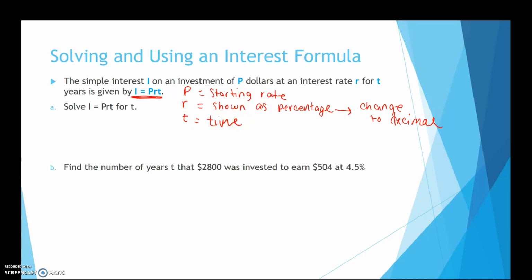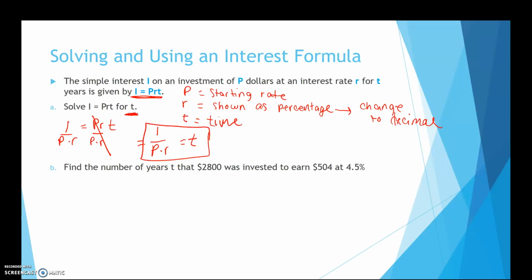Here it says solve I equals P times R times T for T. So I'll write here I equals P times R times T. Remember, when there are no symbols in between the variables, you're multiplying. We're solving for T, so I'm going to divide both sides by P and R to get T by itself. Whatever I do to one side, I have to do the same to the other. On the right side, the P and R cancel. So my final answer is T equals interest divided by principal times rate. So that's solving for T.